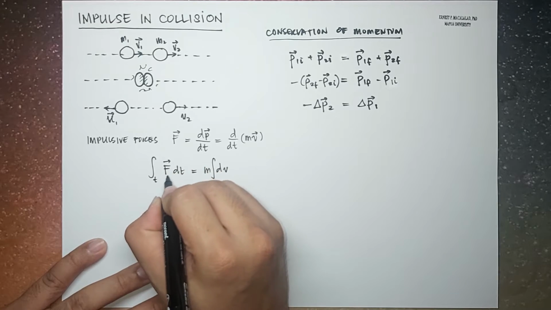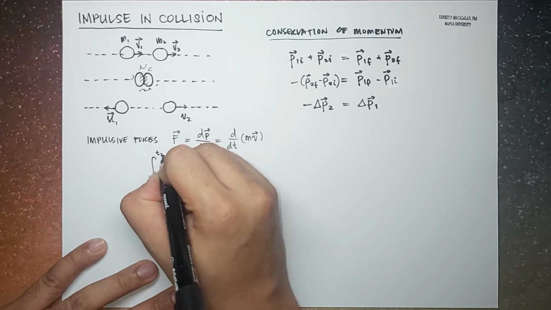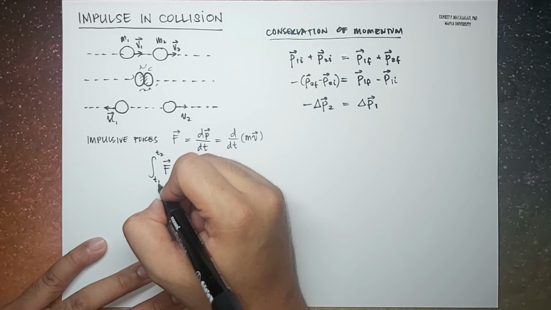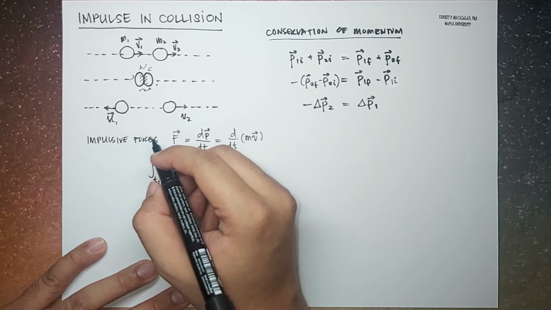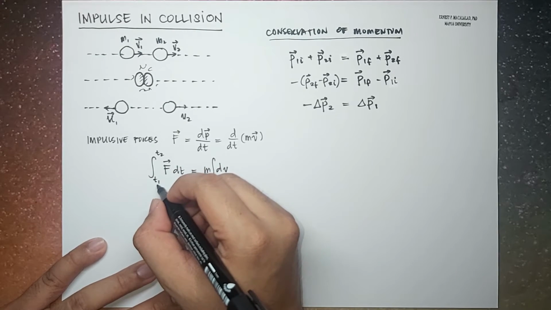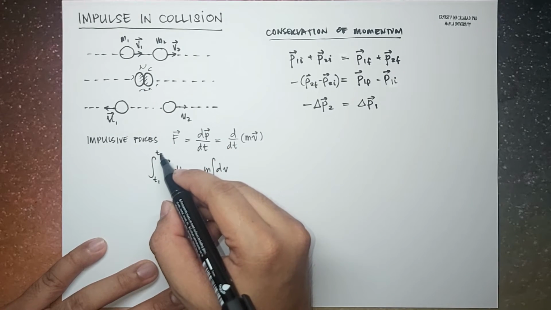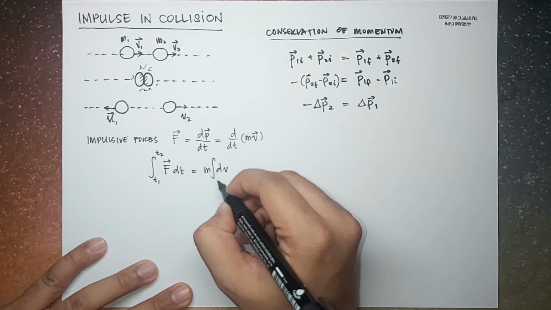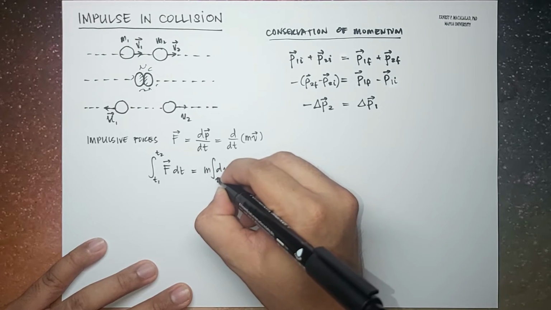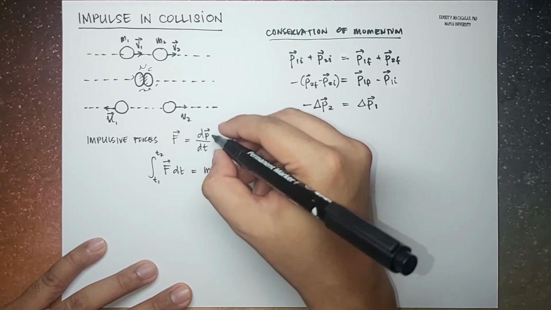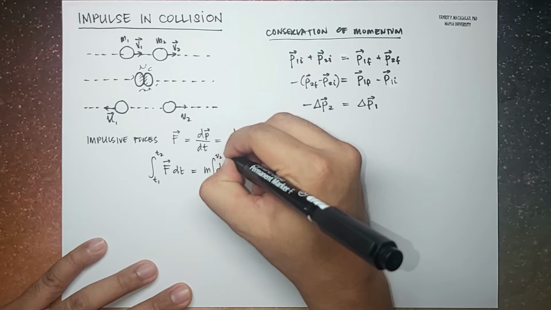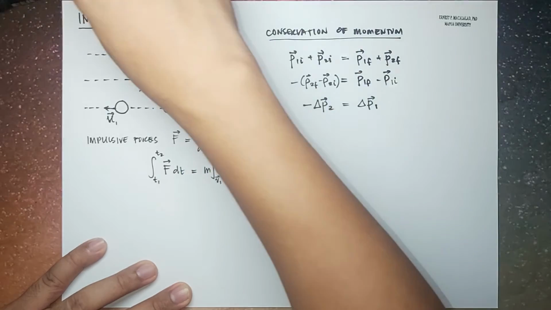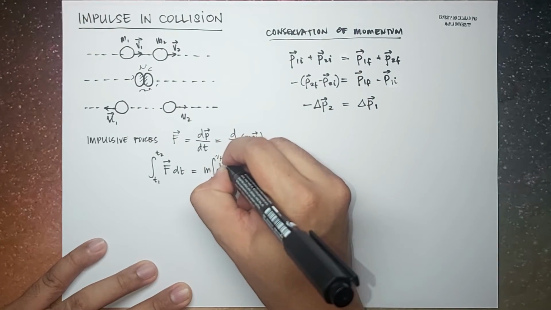This integration happens between T1 and T2, the period at which the particles are colliding. T1 is the time that the collision starts, and T2 is the time when the collision ends. During this time, the particle has an initial velocity, which is the velocity before collision, and a velocity after collision. Let's call these vi and vf.